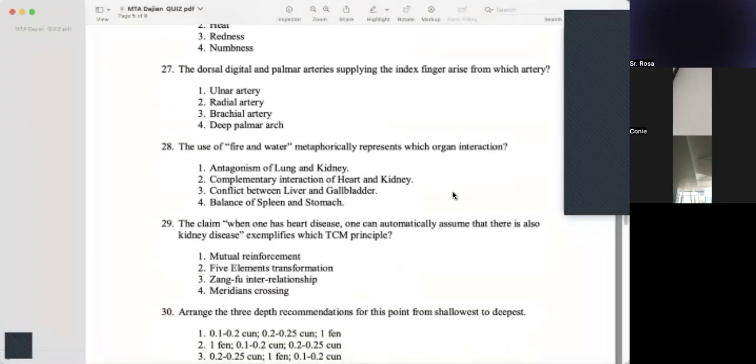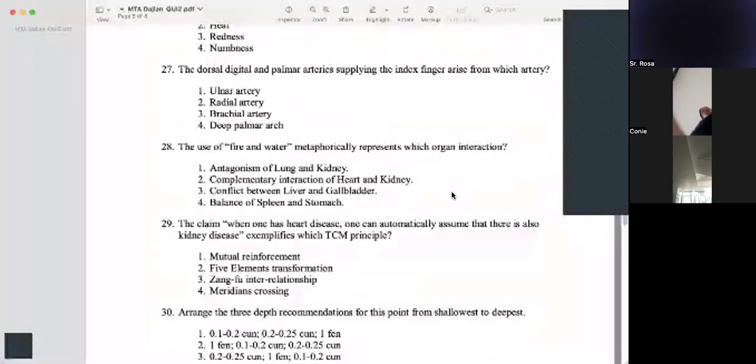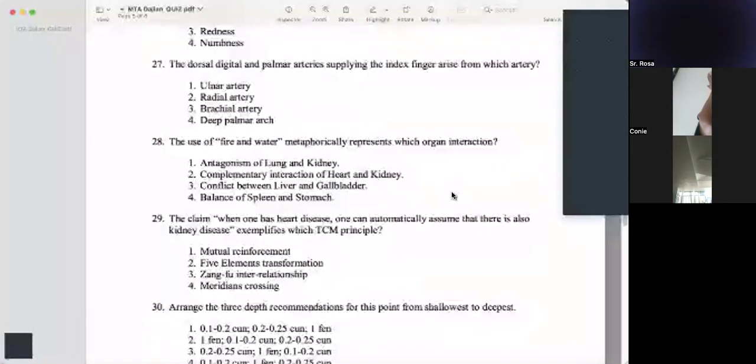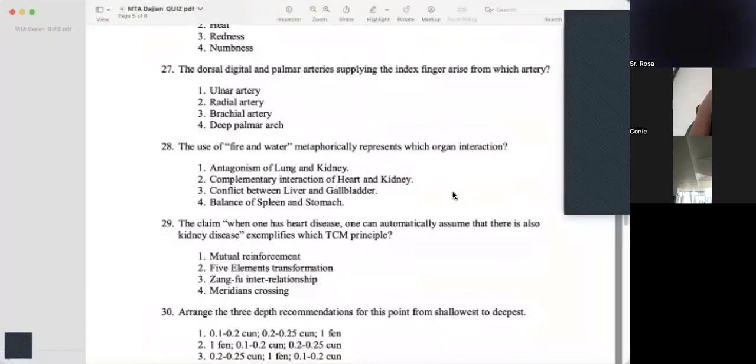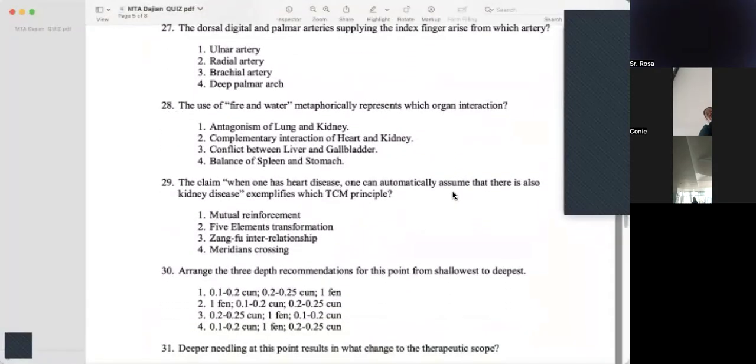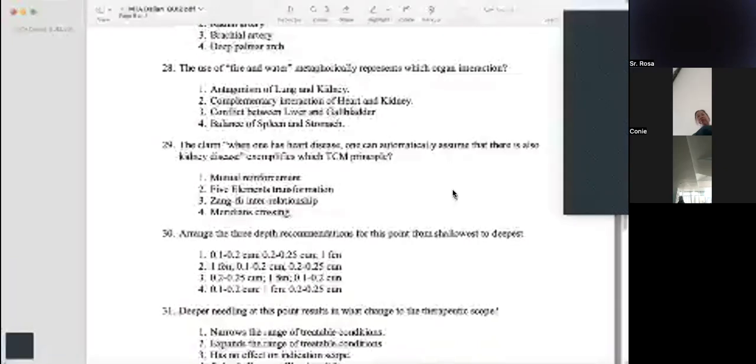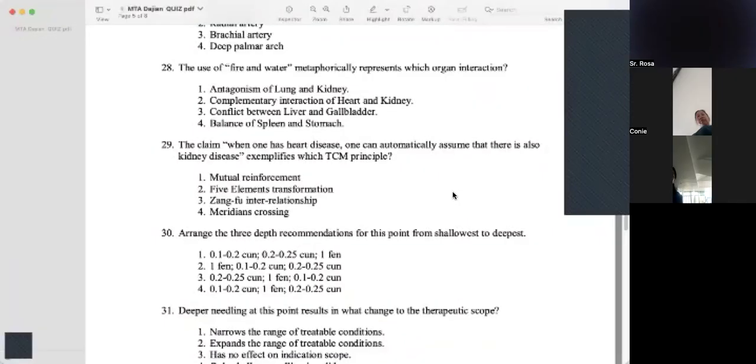The dorsal, digital, and palmar arteries supplying the index finger arise from which artery? Radial. Okay. So, to be specific, yun, inaano natin. Dorsal, digital, and palmar. The use of fire and water metaphorically represents which organ interaction? Heart and kidney. Okay. So, number 2.